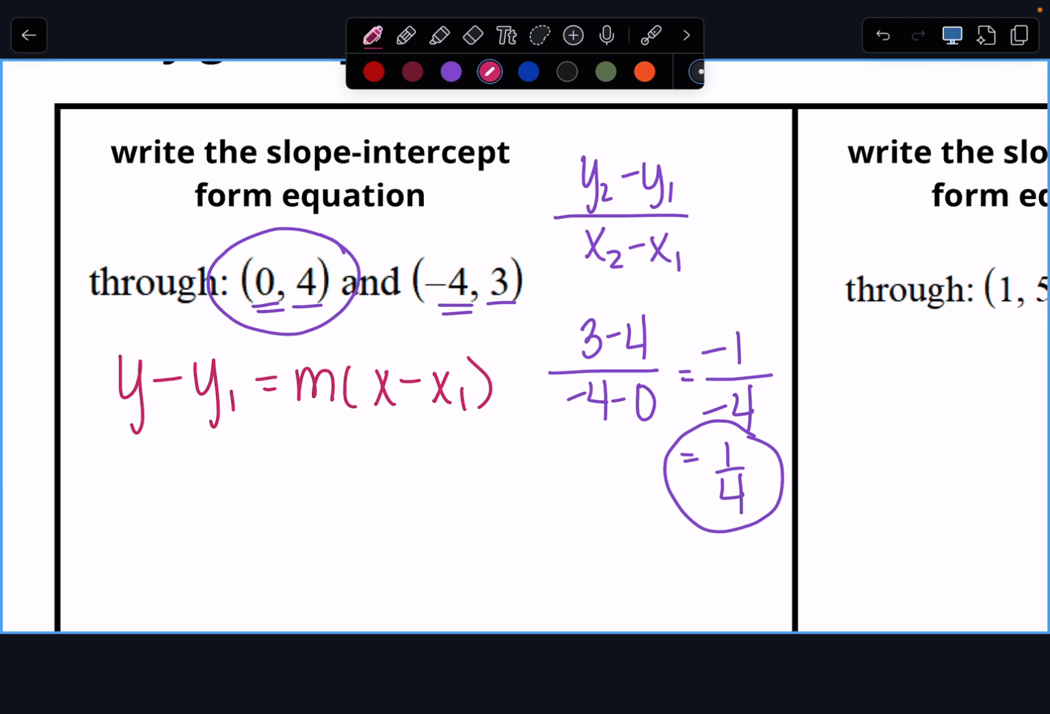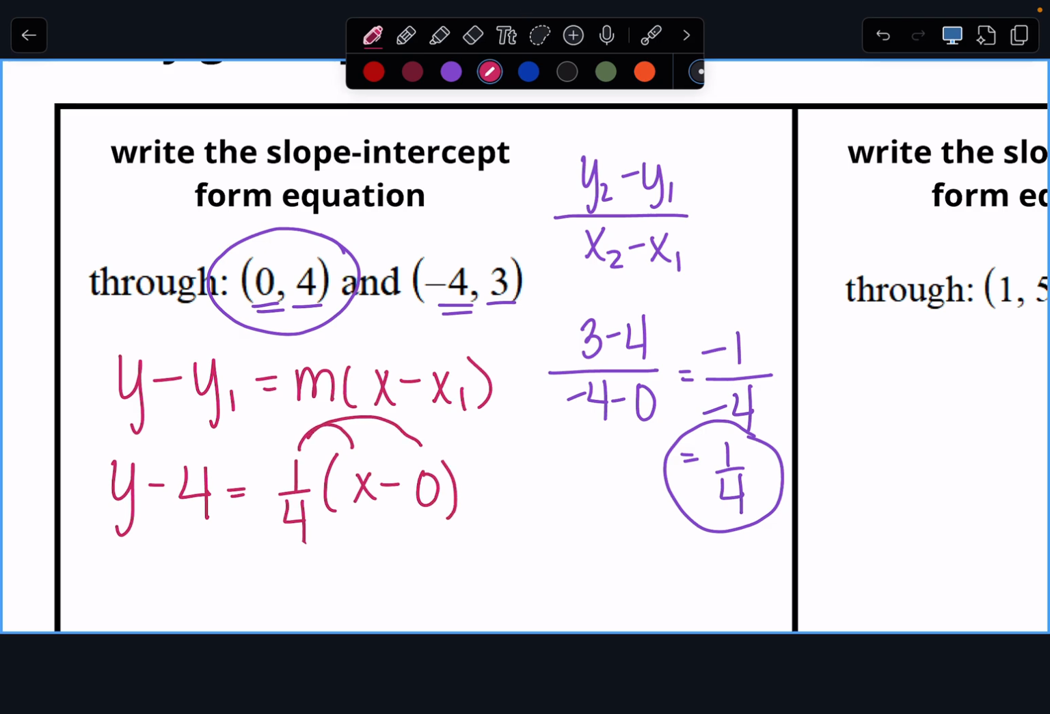So now let's go ahead and plug that in. So we'll take y minus the y value of that ordered pair that I'm using is 4. That's equal to my slope, which I just found to be 1/4 that I have circled up there on the TV. And then that's being multiplied by x minus the x value of the ordered pair is 0. And now we can solve.